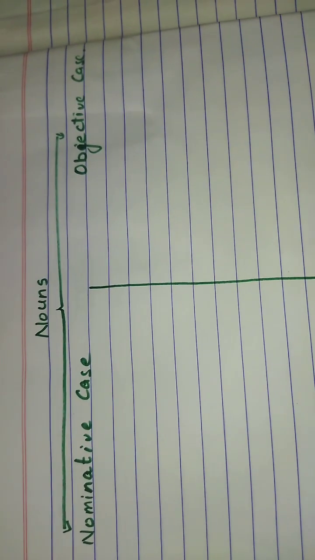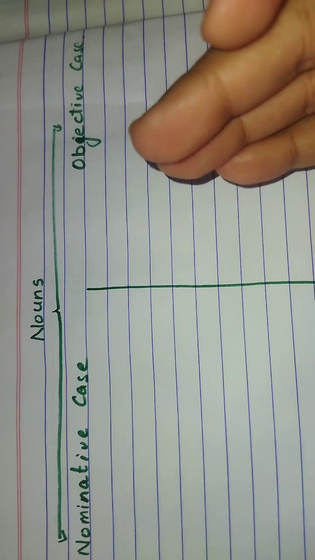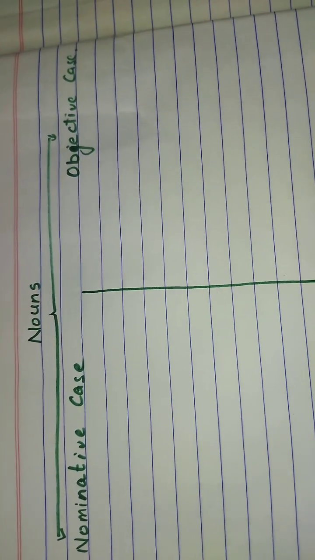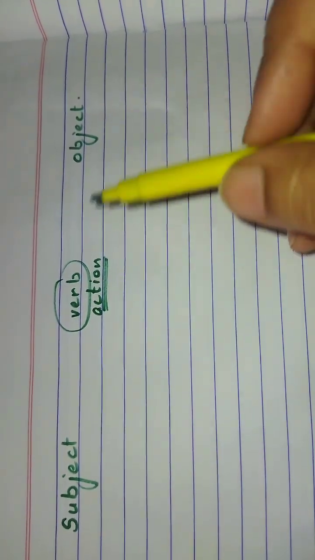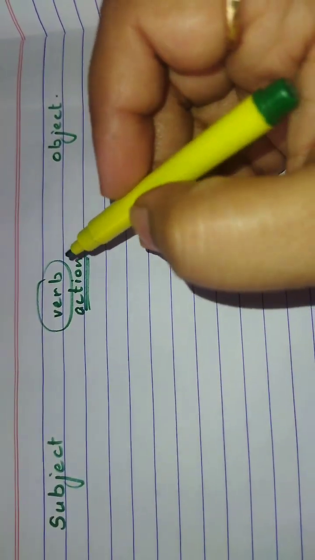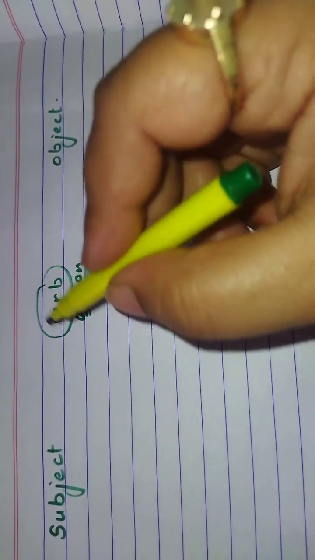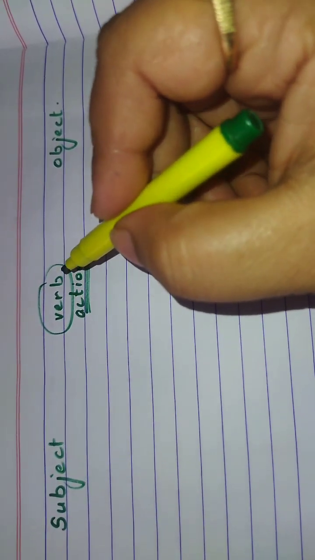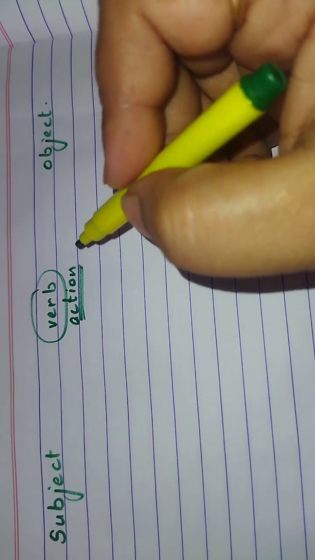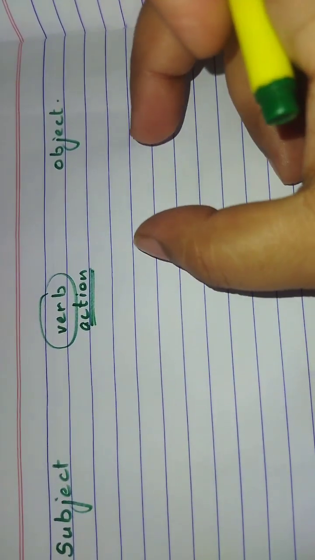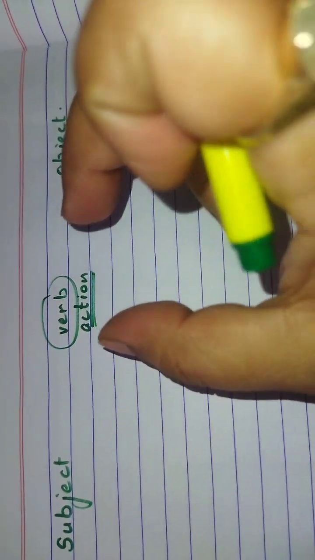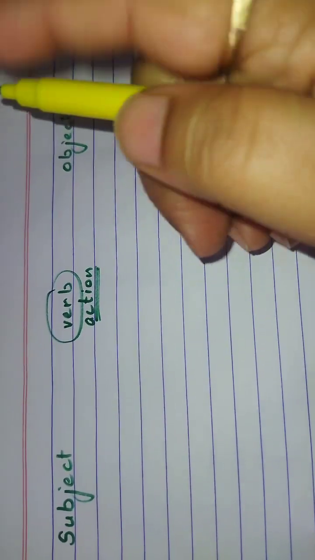But before that, there are certain terms that we need to understand in the English language. These are the three terms: subject, verb and object. You all must be knowing about these words. So first, we'll take the word verb. What is a verb? It is an action word. Whatever word in the sentence expresses the action, that word is the verb.